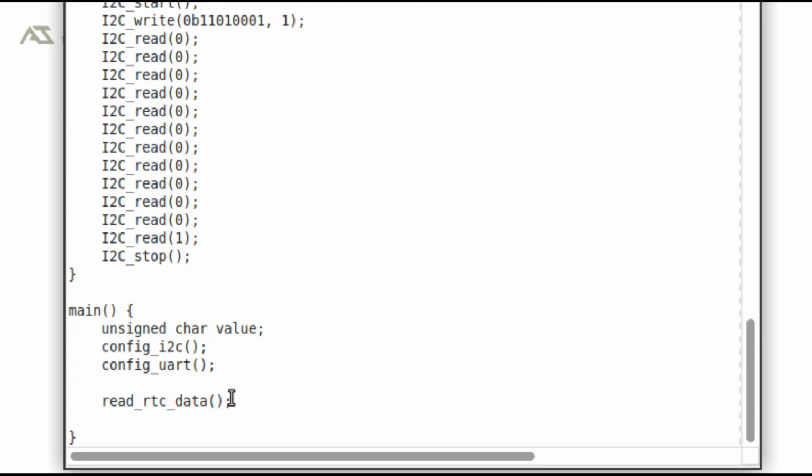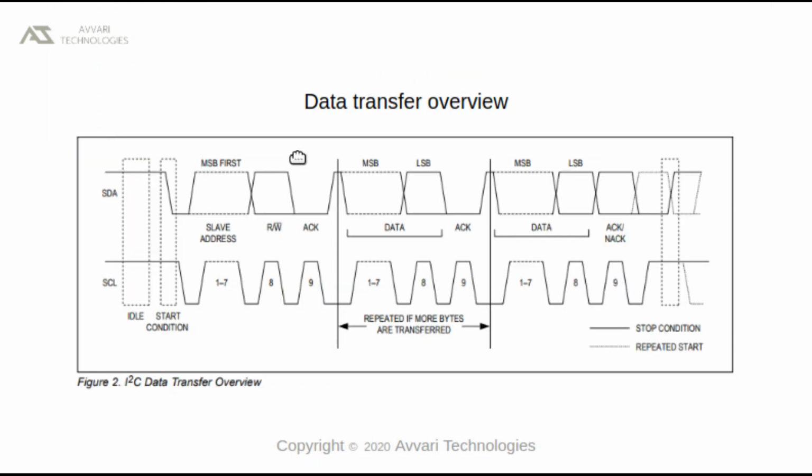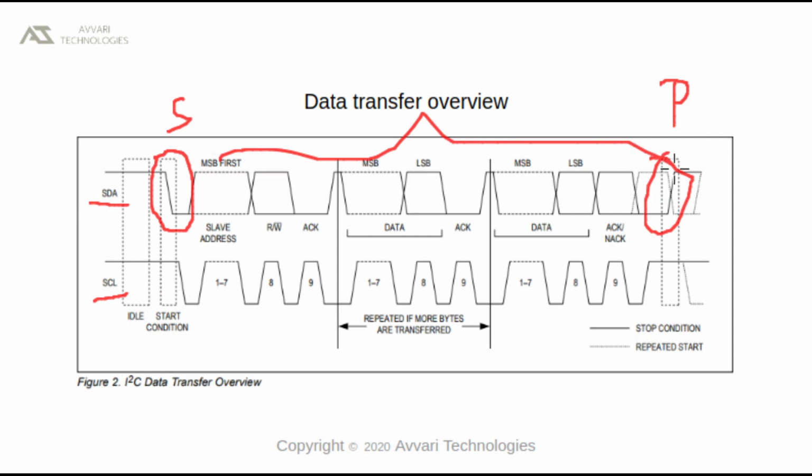Now let us read data from the real-time clock. Let us see the overview of data transfer. Initially, both the lines are in the idle state, both the lines are high. Once the data line jumps from logic high to logic low, the start condition starts. Once the data line goes from logic low to logic high, that is a stop condition. In between, data transfer happens.